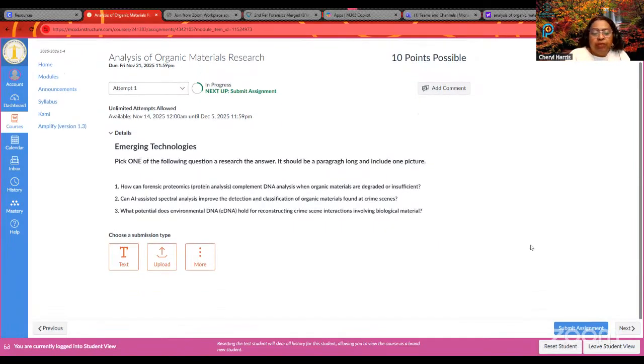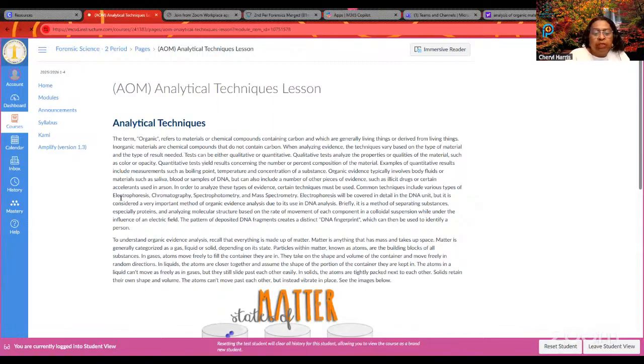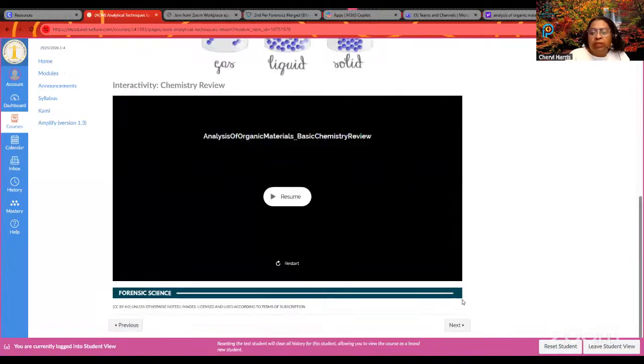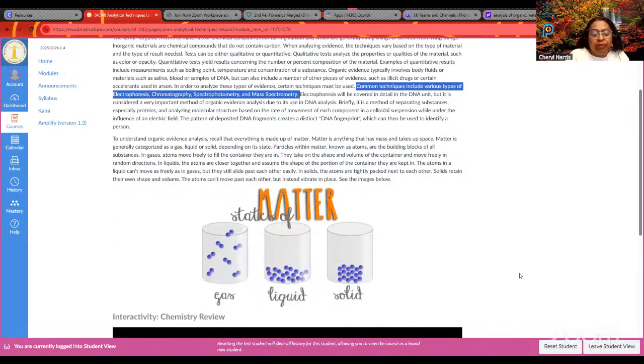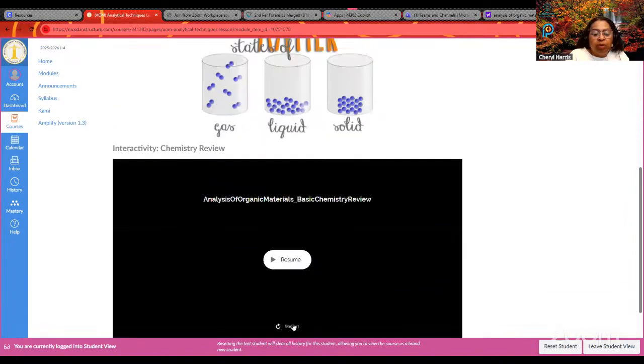And again, if you finish early, please just read the next section. We have a lot of equipment that we need to talk about. We are going to look at all of these pieces of equipment, so if you want to get ahead, please read that over. Again, get an understanding about what we mean by organic material.